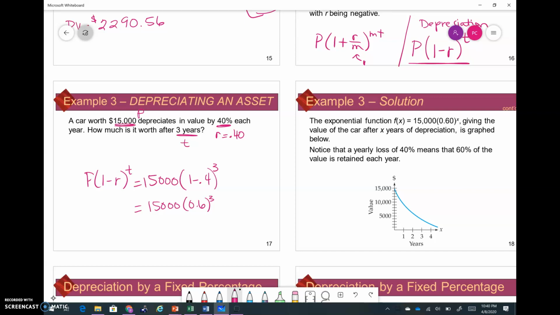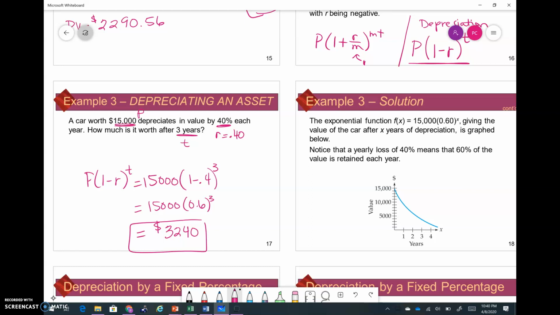If you plug all of this in, the 15,000 times 0.6 raised to the 3rd power, we get that the value after 3 years for this car would be $3,240.